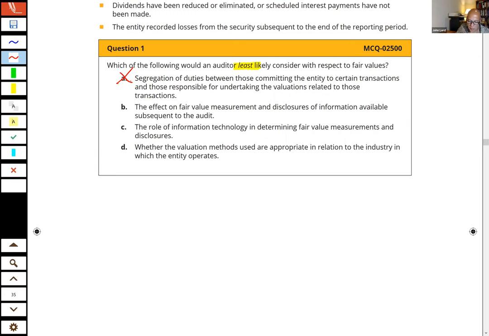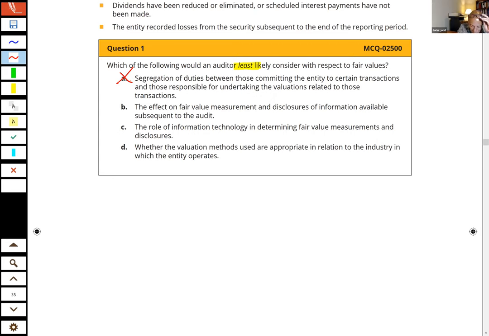B, the effect of fair value measurement and disclosure of information available subsequent to the audit. Well, how far subsequent to the audit would we be doing this? I do sometimes have audit flashbacks where I'll be sitting there 20 years later going, why didn't I ask the agency to give me this information? That does happen, you know, post-traumatic stress or something, I don't know. There's times where I'll be sitting out with friends and I'll go, I should have had those people give, well, how long ago was that, John? 20 years ago, let it go, okay?